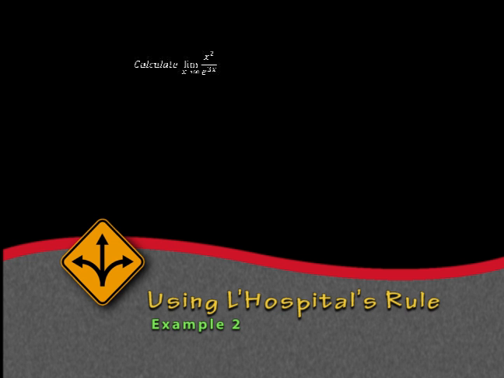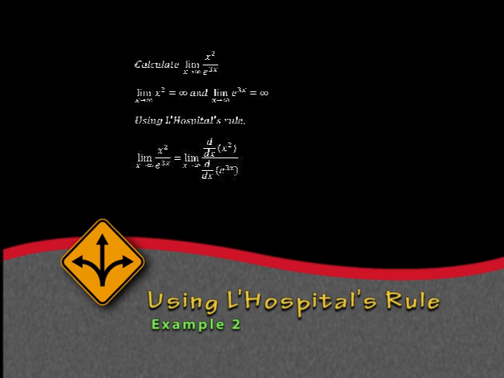Find the limit of x squared divided by e to the 3x as x goes to infinity. Since the limit of x squared as x goes to infinity is infinity and the limit of e to the 3x as x goes to infinity is infinity, we have an indeterminate ratio, and L'Hopital's rule should prove useful in evaluating the limit. Using L'Hopital's rule we take the derivative of the numerator x squared and denominator e to the 3x. The resulting limit 2x divided by 3e to the 3x as x goes to infinity yields another indeterminate ratio.